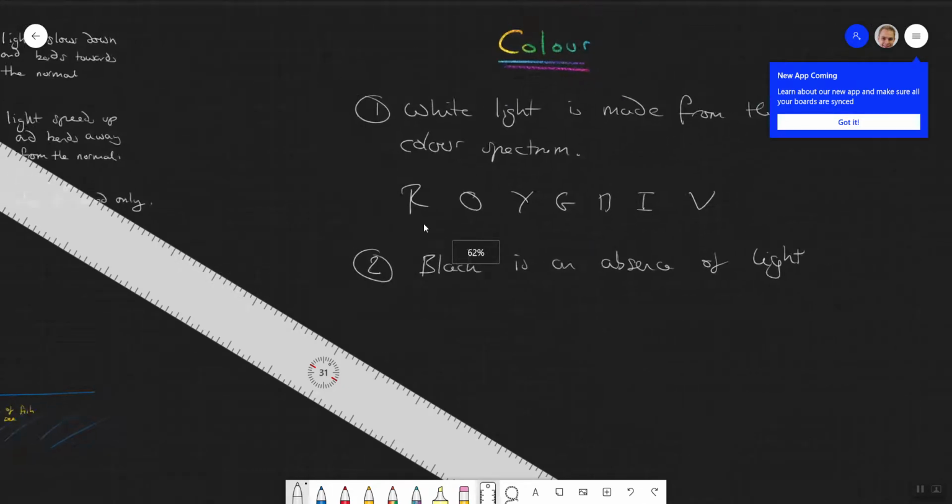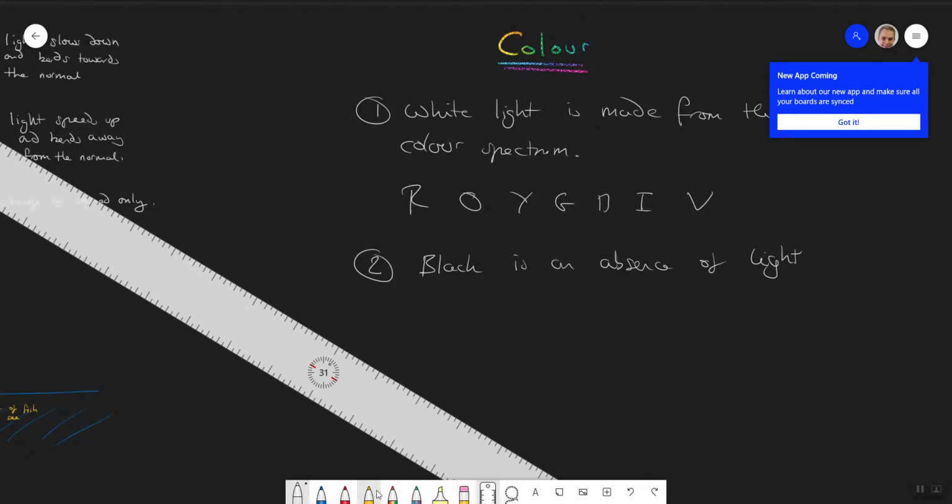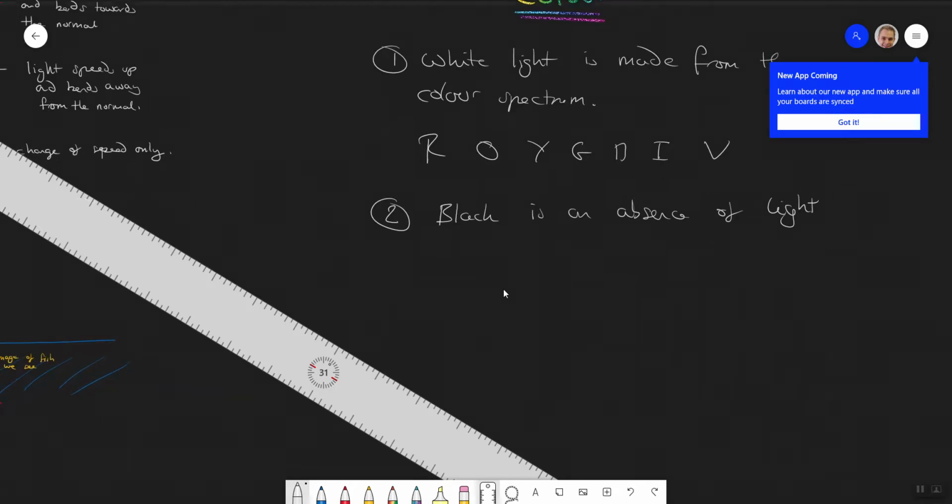But your computer screen is actually very clever, because what it does is mimic it by using some red, some green, and some blue. And by combining them, it can trick you into seeing white light. Now, how did we discover this? The person who discovered it, Isaac Newton, did a wonderful experiment involving a prism.